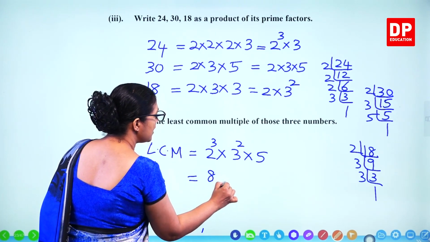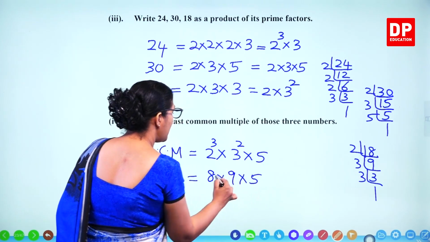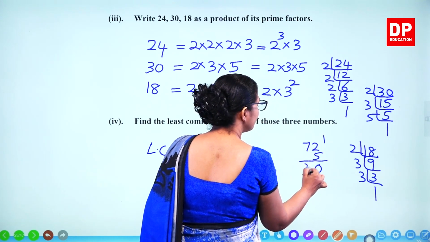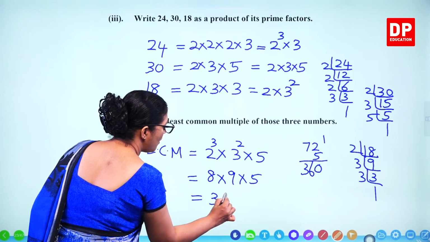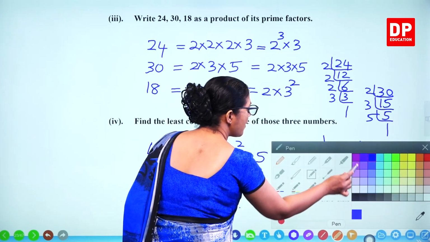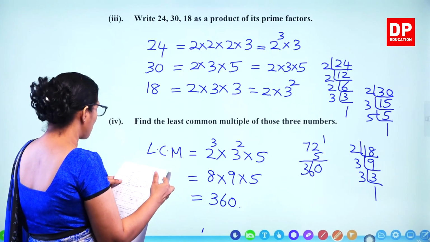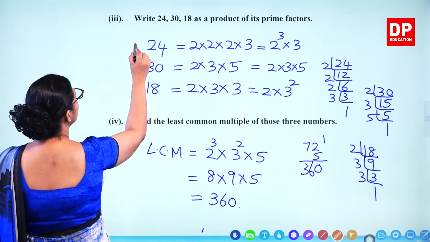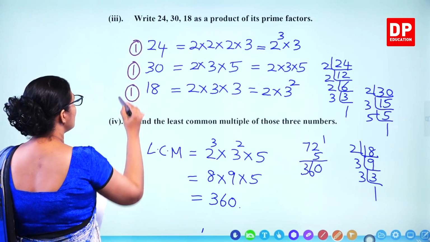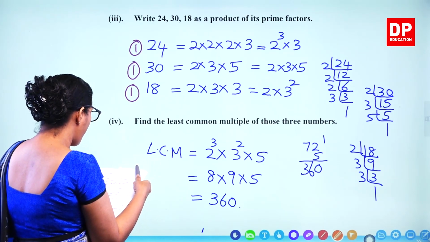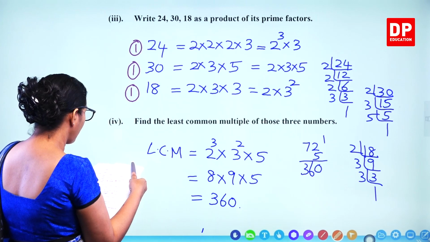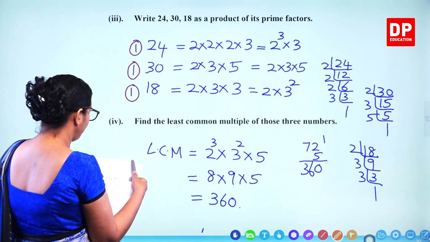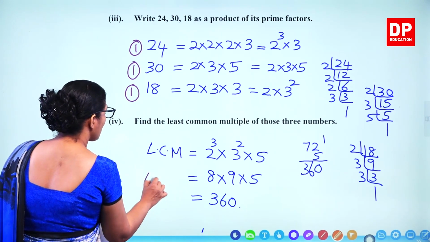2 to the power 3 is 8. 3 squared is 9, times 5. 8 times 9 is 72. 72 times 5 is 360. So the lowest common multiple is 360. So how many marks for part 3? You get 1 mark each, so 3 marks for that. And then part 4, you are getting 4 marks.